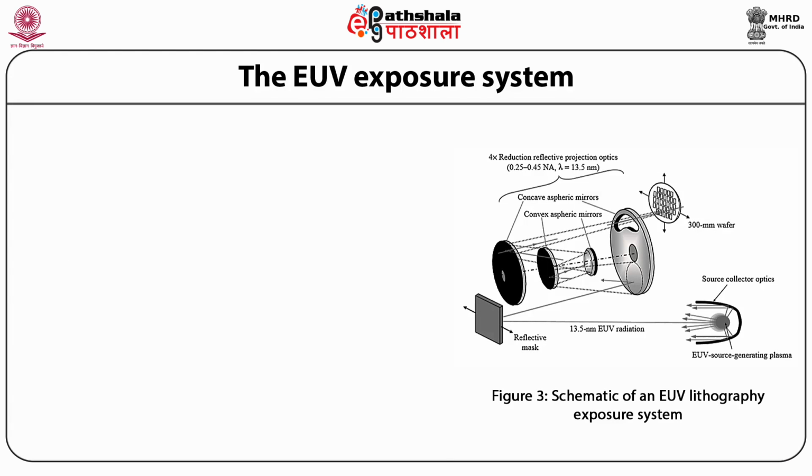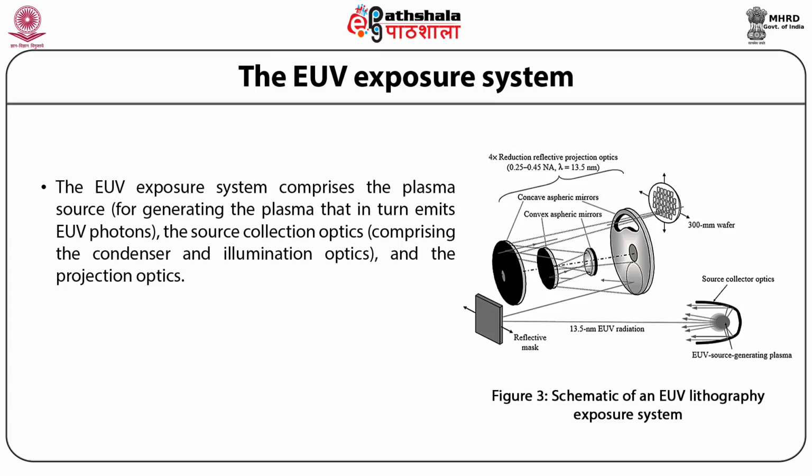Now, let us discuss the EUV exposure system. The exposure system consists of the plasma source for generating the plasma that in turn emits the EUV photons, the source collection optics comprising the condenser and illumination optics, and the projection optics. A schematic of the EUV exposure tool is shown in this figure.